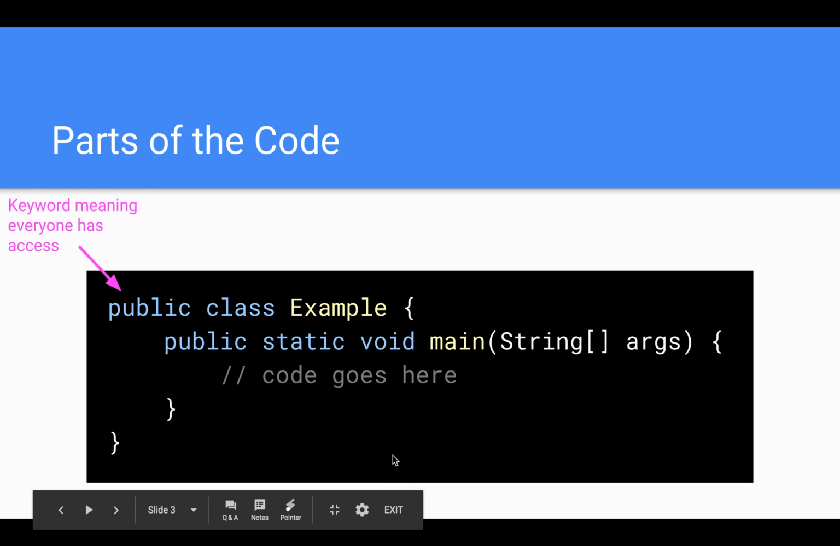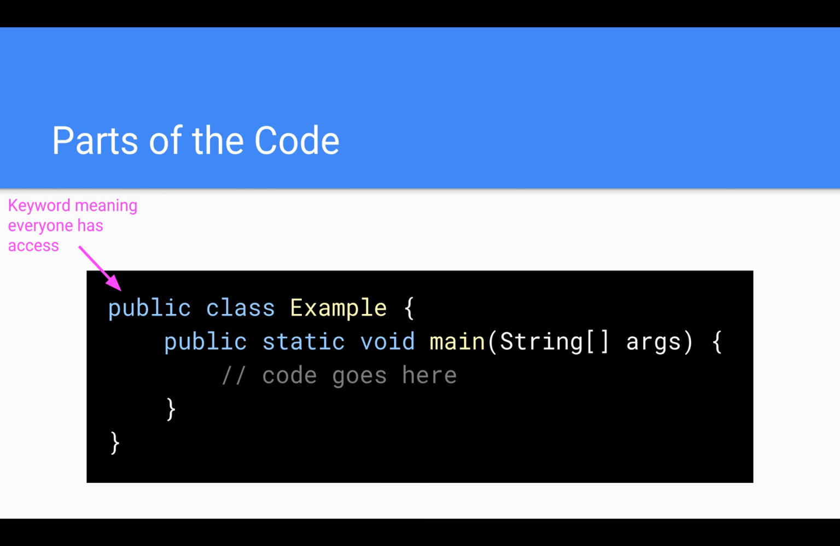The public is a keyword meaning that everyone has access to this class. Class is a keyword denoting the class, and there's one per file for now. And a class is just what we call the implementation of a Java file. Example is the name of the class, which will have to exactly match the file name.